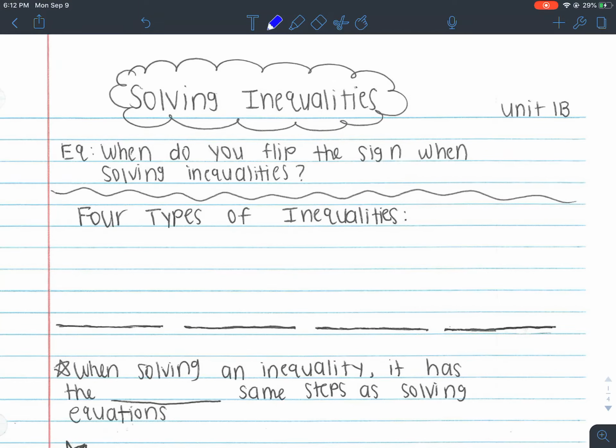Hey guys, these notes are for solving inequalities. Our essential question is, when do you flip the sign when solving inequalities? So first of all, let's go over what an inequality is.